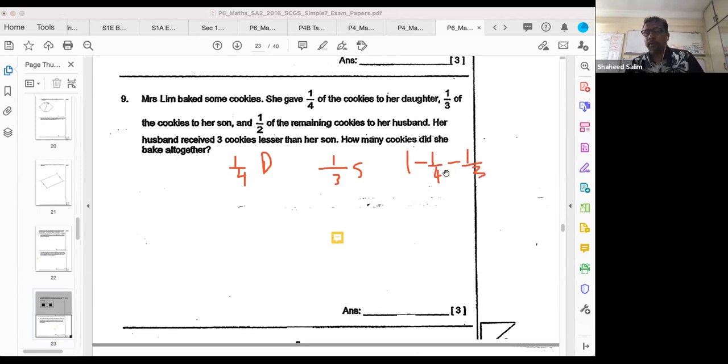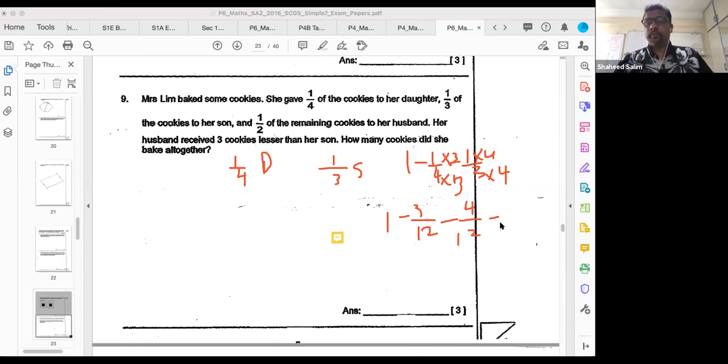You can use 12. So what do you get? You get 1/2 minus 3 over 12 minus 4 over 12. You will get 5 over 12. Okay, this is 5 over 12. Now this is where Darwish says you will get a decimal.